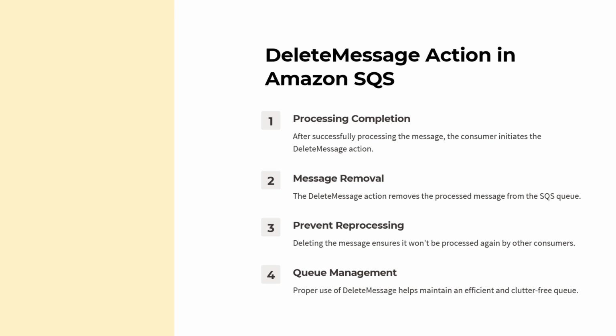Delete message action in Amazon SQS. After successfully processing the message, the consumer initiates the delete message action. The delete message action removes the processed message from the SQS queue. Deleting the message ensures the message won't be processed again by other consumers. Proper use of delete message helps maintain an efficient and clutter-free queue.